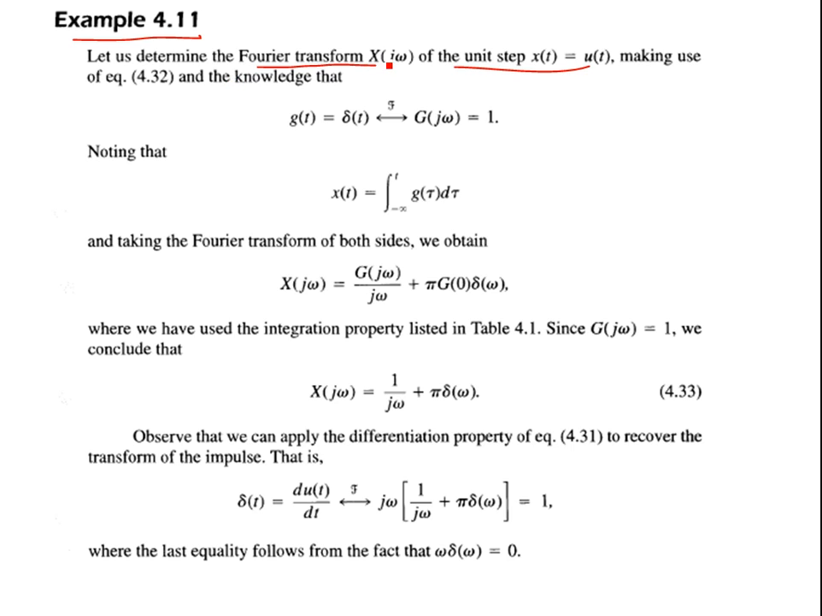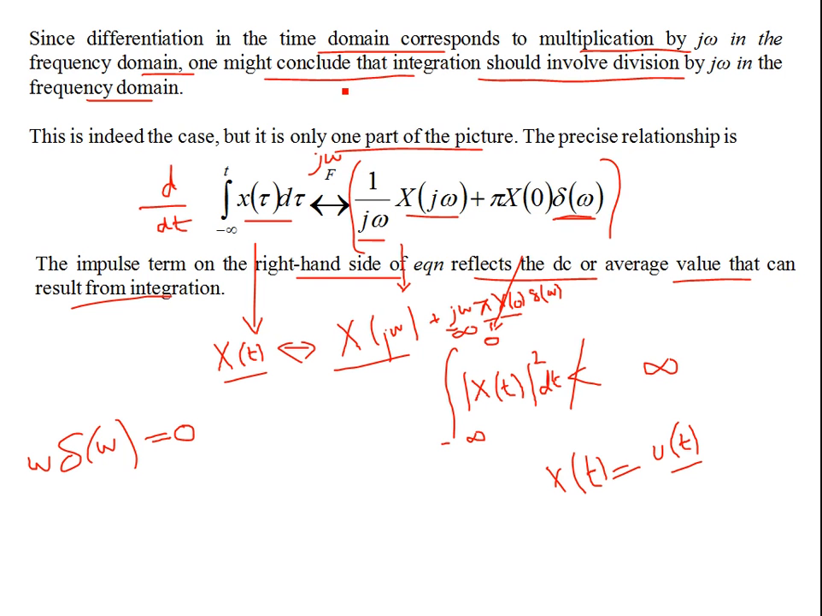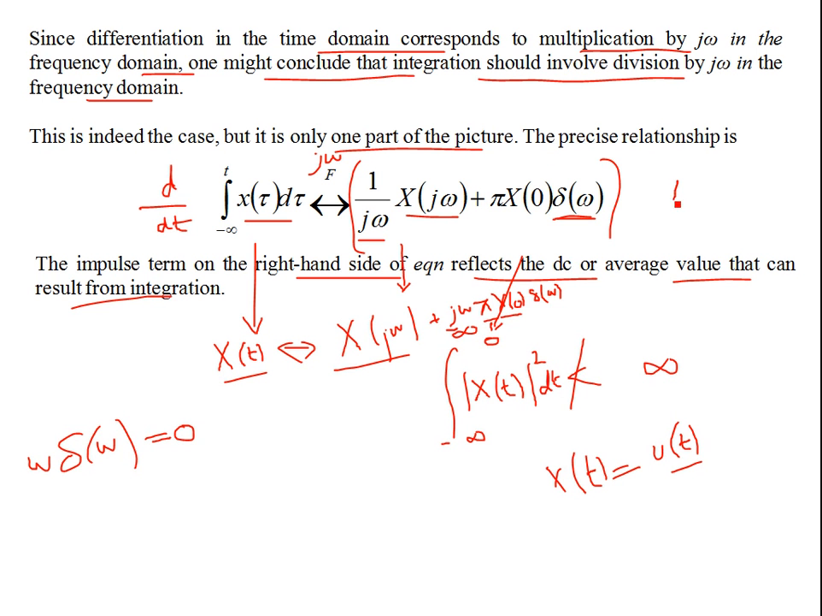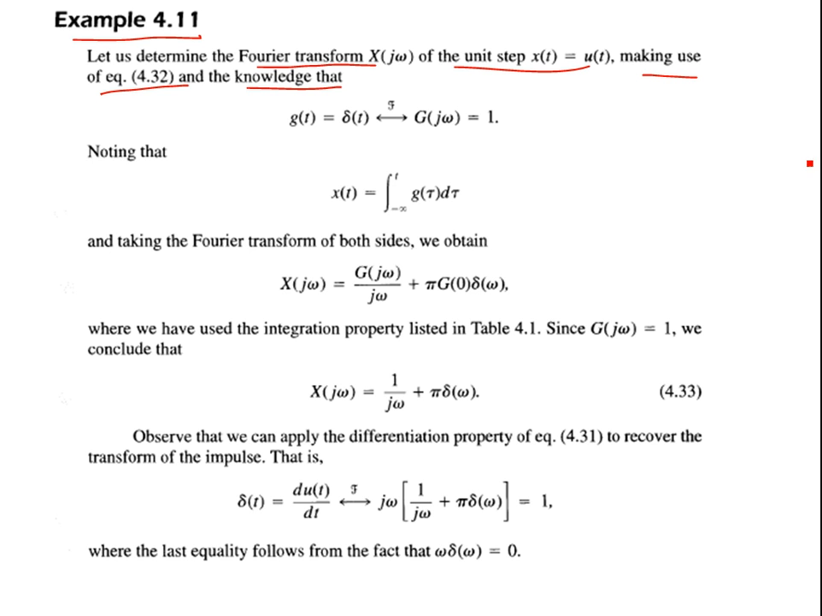It says let us determine the Fourier transform X(j omega) of the unit step function, making use of equation 4.32 and the knowledge that, okay, this is from the text. Basically 4.32 is this equation, in Oppenheim and Willsky. Let's start with g(t), and we know that if g(t) is delta(t), it has a Fourier transform of 1, right? That means all the frequencies are contributing equally. Delta(t) has a Fourier transform of 1; that's an elementary Fourier pair.